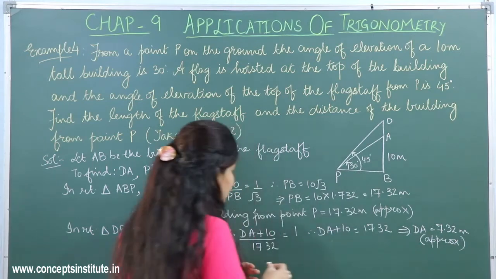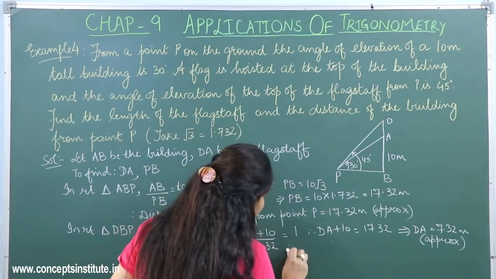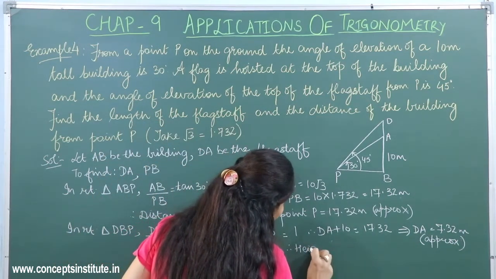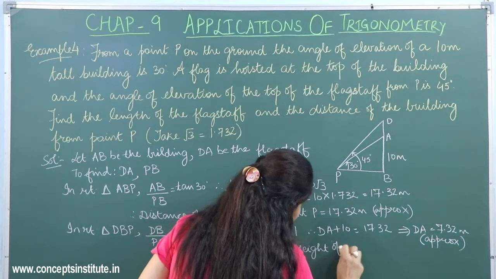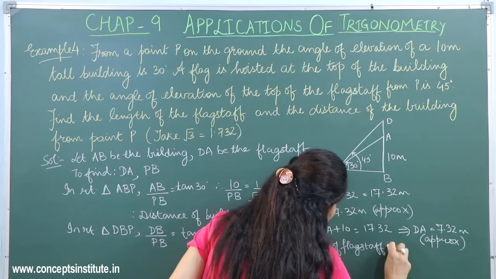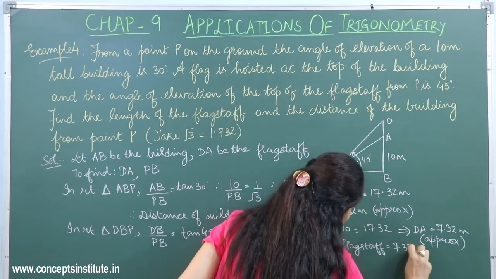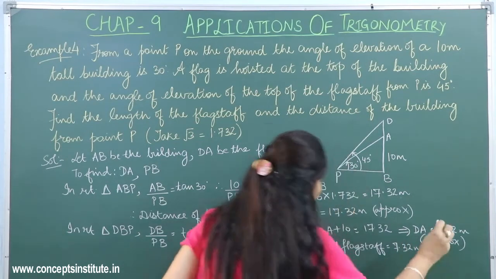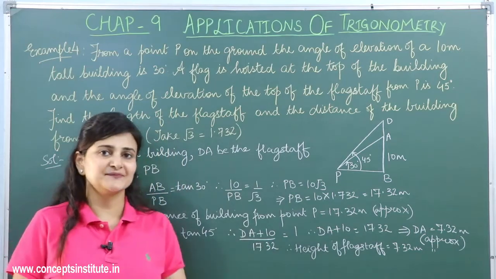So I can write my final answer as, therefore height of flagstaff is equals to 7.32 meter approximately. Right students?